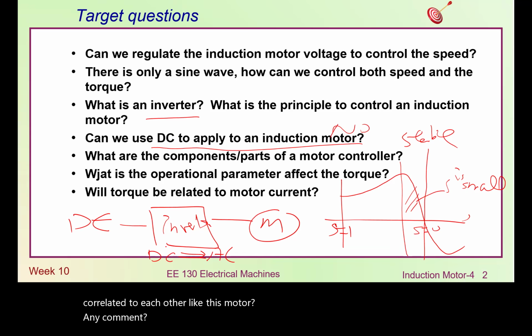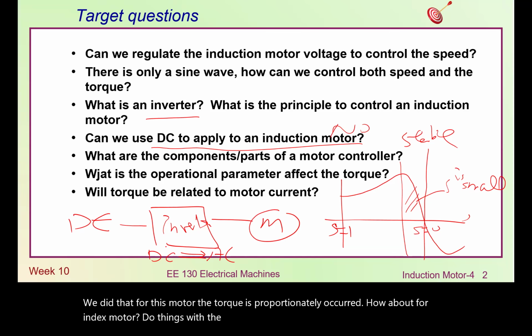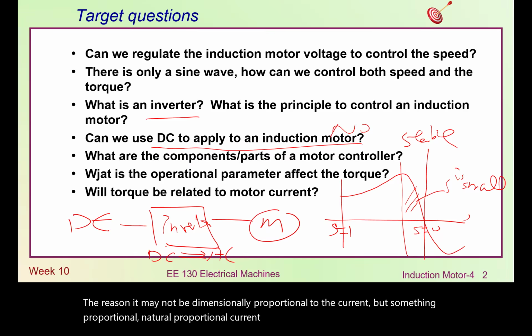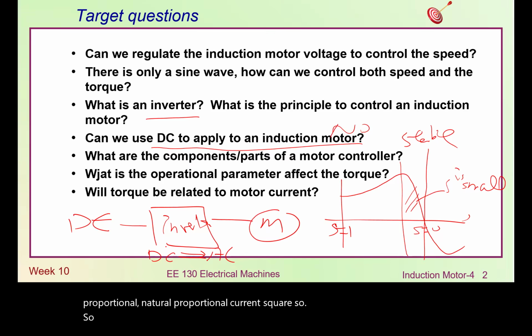We did that for the DC motor: the torque is proportional to Ia, the current. How about for the induction motor? Do you think it's the same? So what do you think? Yes. The torque may not be directly proportional to the current, but something proportional. Actually it is proportional to the current squared. So that would be a really interesting question we'd like to look at.